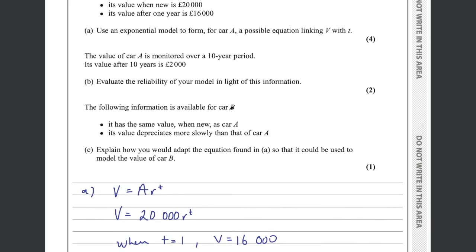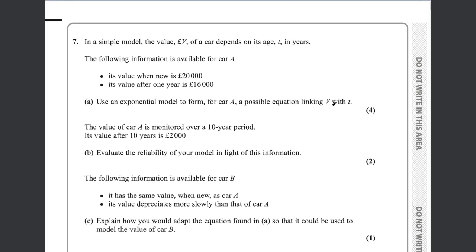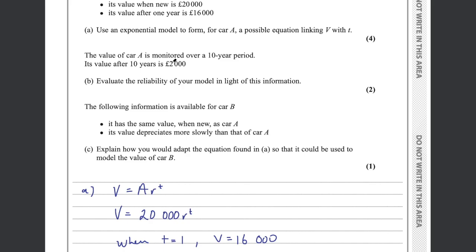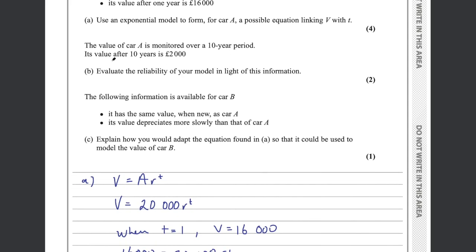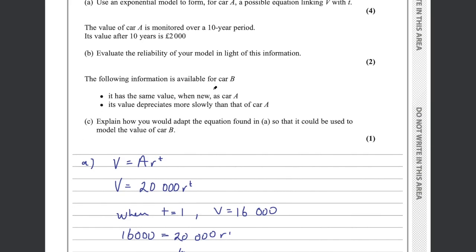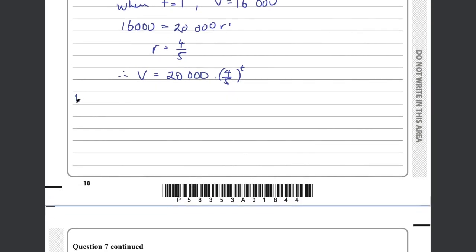For a final equation linking v with t. Part B says the value of car A is monitored over a 10-year period. Its value after 10 years is 2,000. Evaluate the reliability of your model in light of this information. Okay, so let's plug in 10 and see what I get for V. Okay, so for part B, when t equals 10, V equals 20,000 multiplied by 4 on 5 to the power 10.